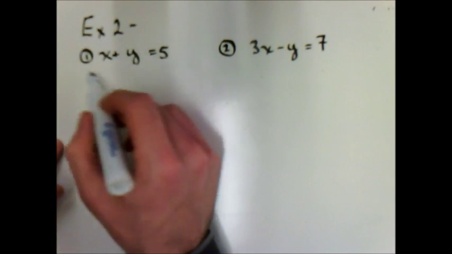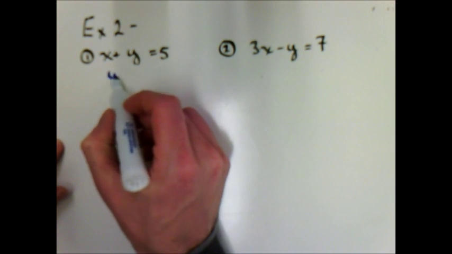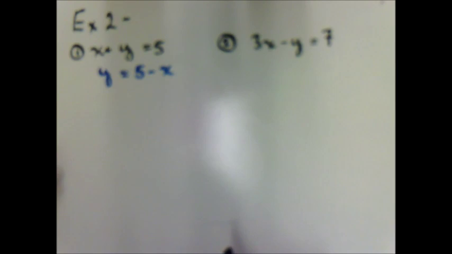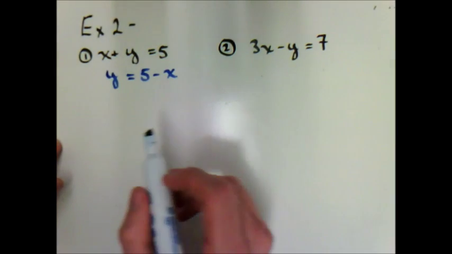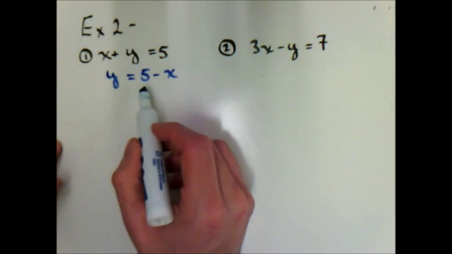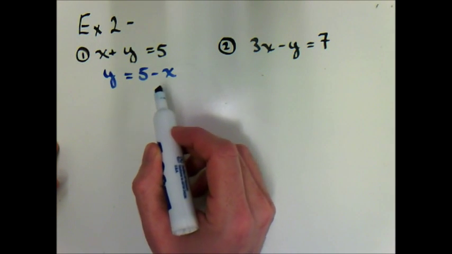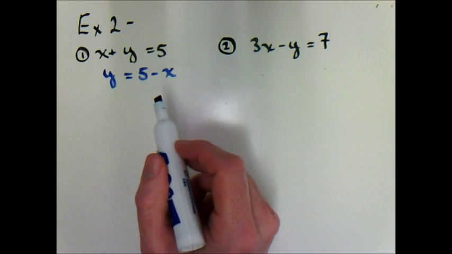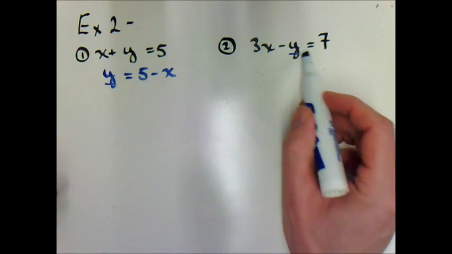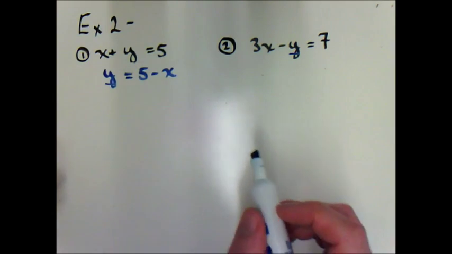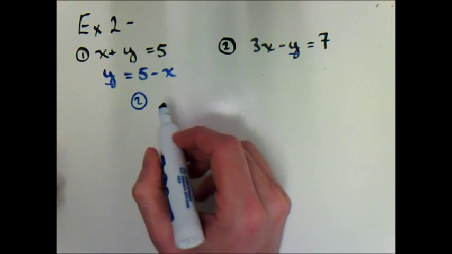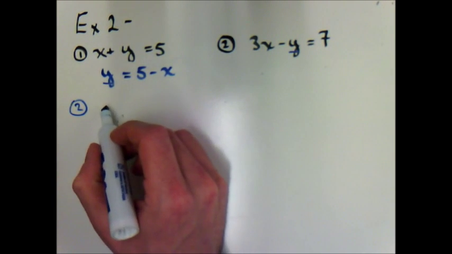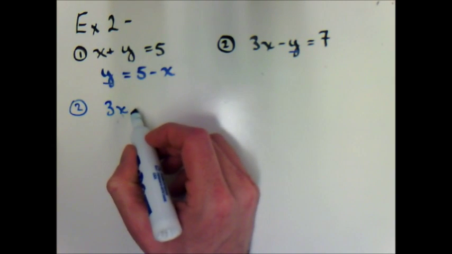But for now, I'm going to rearrange this. I'm going to subtract x from both sides like we had. So I'm left with y equals 5 minus x. Now I can substitute. If y equals 5 minus x, then where they intersect, y is going to equal 5 minus x. And this y is going to be the same as this y. So take equation number 2 and go ahead and sub in for y 5 minus x.